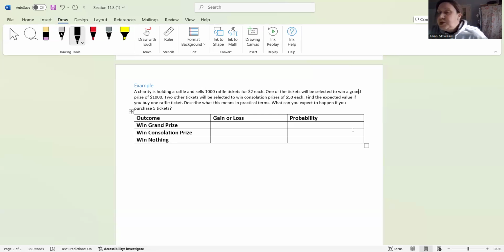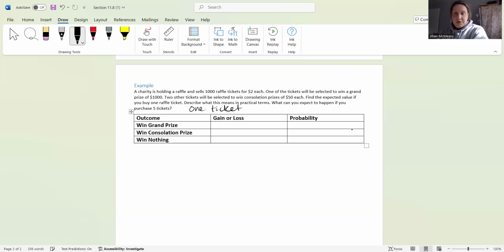Let's get to it. So this is going to be sort of similar to that bid situation, the contractor bidding on a job, in the sense that there's a gain and a loss. There are 3 different outcomes here. You win the grand prize, you win a consolation prize, or you win nothing at all. Okay. And with each of those, there's an associated gain or loss. Now, for this example, we're going to be buying just 1 ticket. So we're going to look at 1 ticket first.